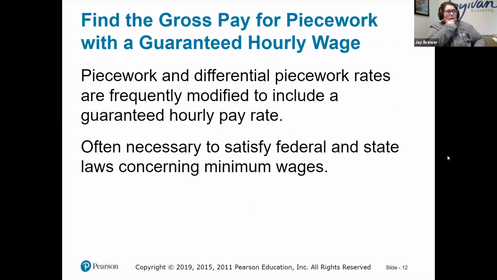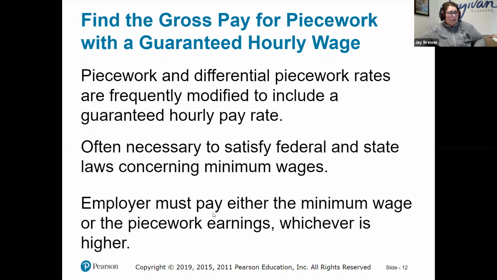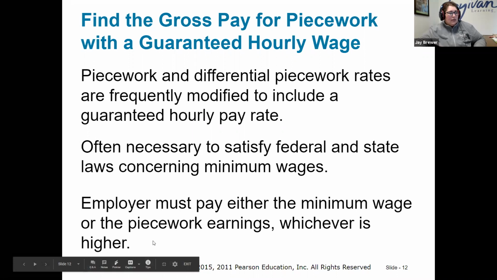Hopefully. All right. So we're going to find the gross pay for the piecework with a guaranteed hourly wage. Piecework and differential piecework rates are frequently modified to include a guaranteed hourly pay rate, often necessary to satisfy federal and state laws concerning minimum wages. Okay. Employer must pay either the minimum wage or the piecework earnings, whichever is higher.